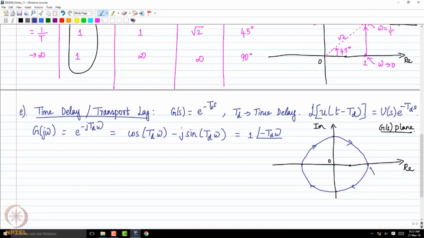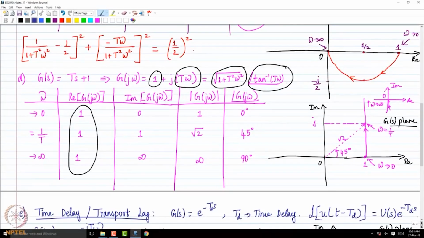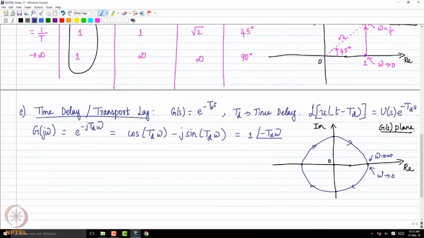This one is omega tending to 0. As omega tends to infinity, once again I am going to come back to the same point. So that's what is going to happen to my circle. This is the Nyquist plot of this transport lag. Now, on top of this, let me superimpose the Nyquist plot of this first order factor. So, let us consider the first order factor.